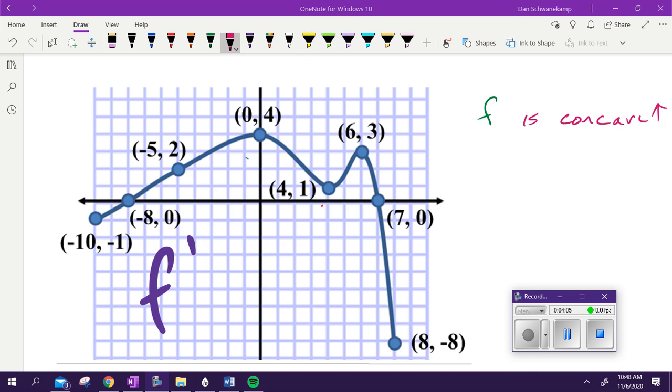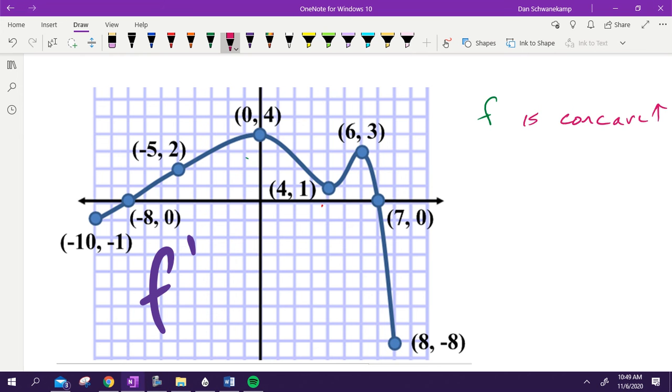Show me with your fingers. How many intervals is f going to be concave up? We're saying 2. Talon, when did you say f is concave up? Negative 10 to 0 and 4 to 6. That is where we're concave up.